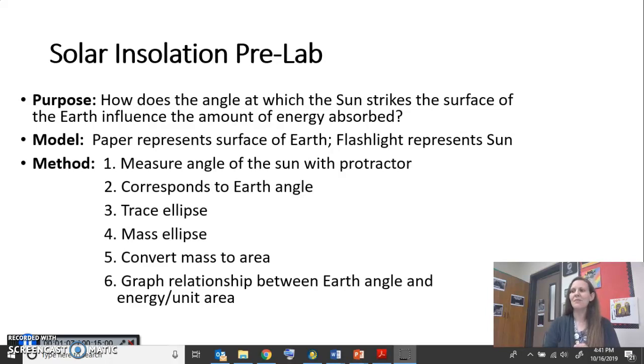So a lot of incorporation in this lab here. We're going to be doing a lot, but I really think that this gives a good representation on climate factors and how they are related to solar insolation. So let's get started. All right.